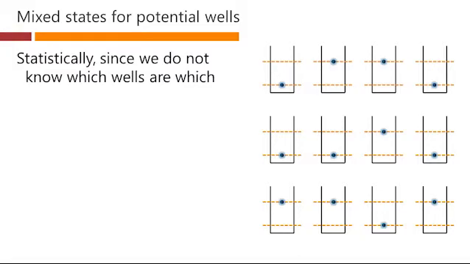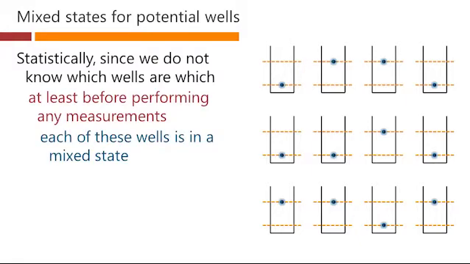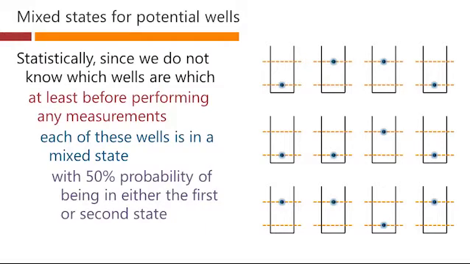Statistically, since we don't know which wells are which in this statistical ensemble, at least before performing any measurements, each of these wells is in a mixed state, with 50% probability of being in either the first or the second state. So this concept of a mixed state is quite different from the concept of a pure state where we put a given well into a linear superposition of the first and second states. That's not what we're doing here. We're randomly preparing these different wells either in the first state or in the second state.